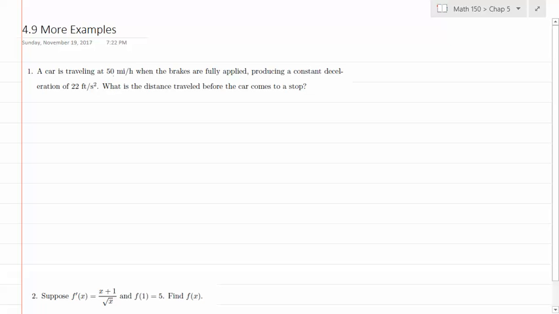So what I would do here is I would take this 50 miles per hour and I would convert that to feet per second so that the units match up with the acceleration here. Let's see, the way to do that, there are 5,280 feet in 1 mile, and in 1 hour, there are 3,600 seconds. Okay, 60 seconds in a minute, 60 minutes in an hour. So yeah, 60 times 60, 3,600.